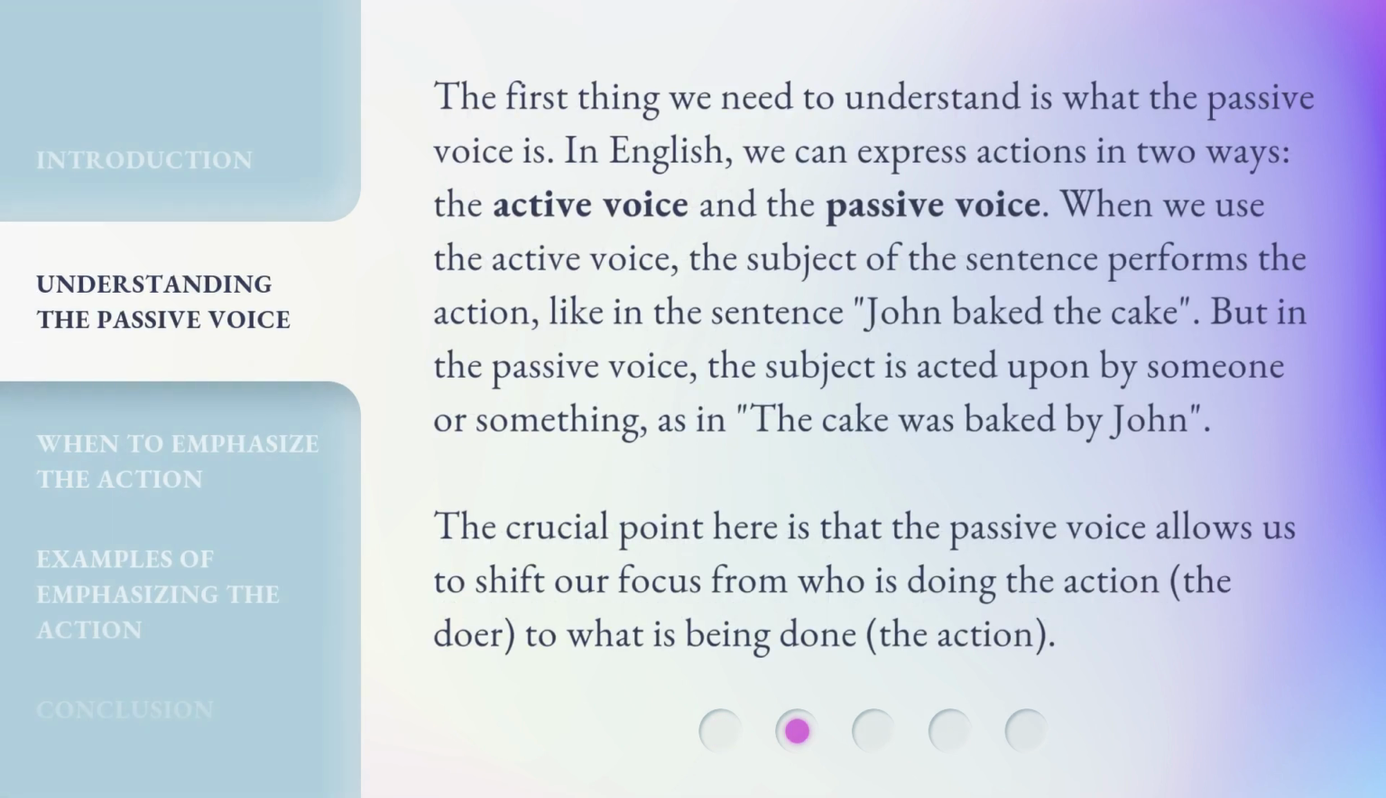The first thing we need to understand is what the passive voice is. In English, we can express actions in two ways: the active voice and the passive voice. When we use the active voice, the subject of the sentence performs the action, like in the sentence, John baked the cake. But in the passive voice, the subject is acted upon by someone or something, as in, the cake was baked by John. The crucial point here is that the passive voice allows us to shift our focus from who is doing the action, the doer, to what is being done, the action.